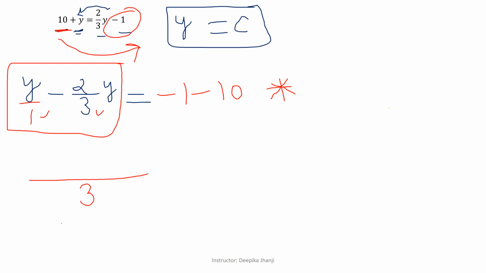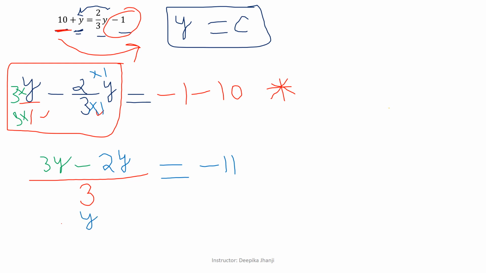How do you get 3 from 1? You multiply it by 3. So multiply numerator and denominator by 3. So this becomes 3y minus. You have LCM 3, and how do you get 3 from 3? You multiply by 1. This becomes 2 times 1 is 2. So the top becomes 2y. On the right hand side, negative 1, negative 10 is negative 11.